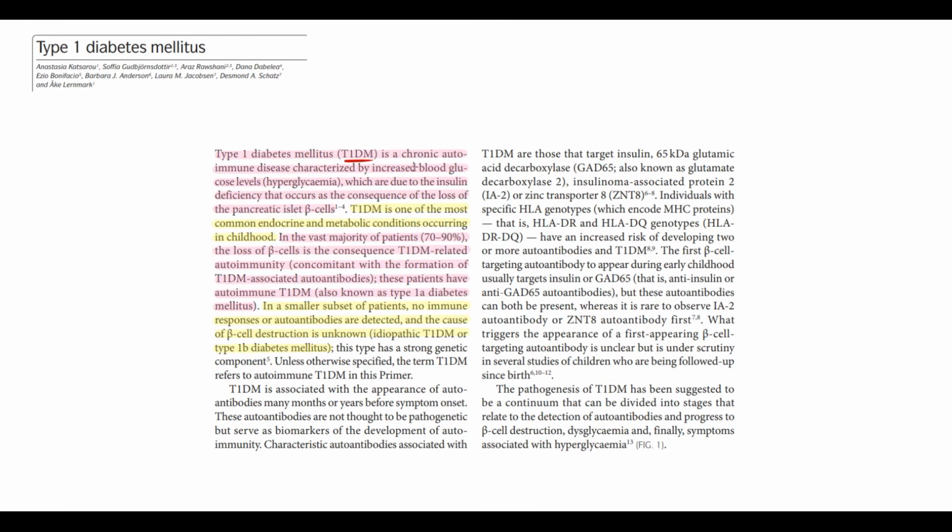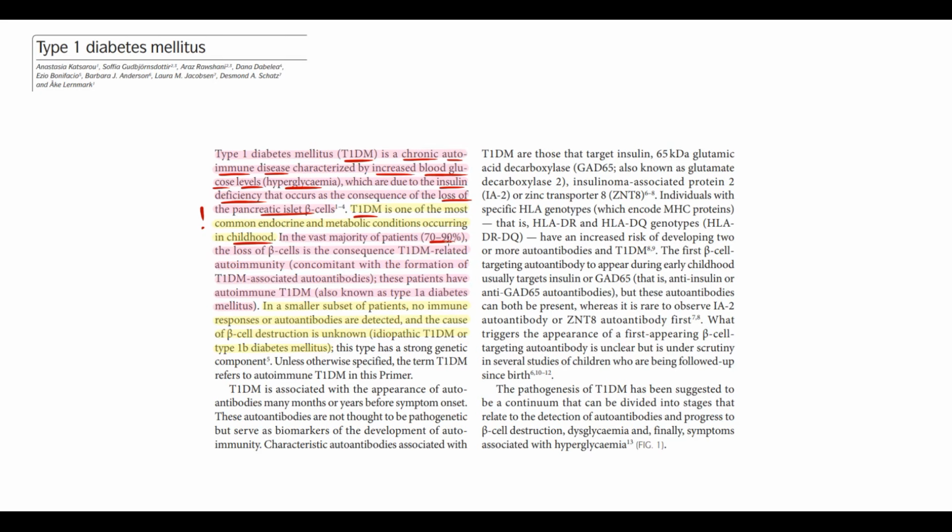Type 1 diabetes is a chronic autoimmune disease, and the major feature of this disorder is increased blood glucose level. We call this state hyperglycemia. Hyperglycemia develops due to the insulin deficiency, and in turn, insulin deficiency is caused by the loss of pancreatic beta cells which produce insulin. Type 1 diabetes is one of the most common disorders in childhood.